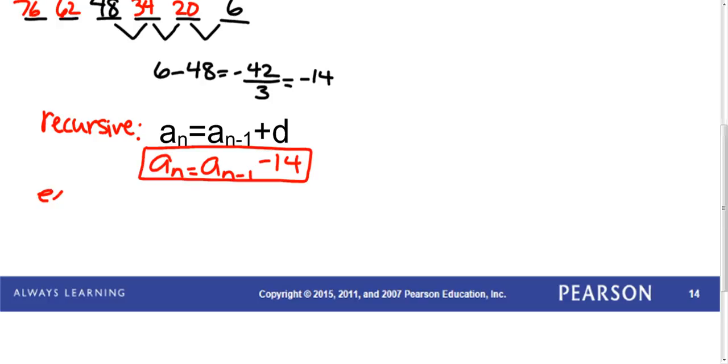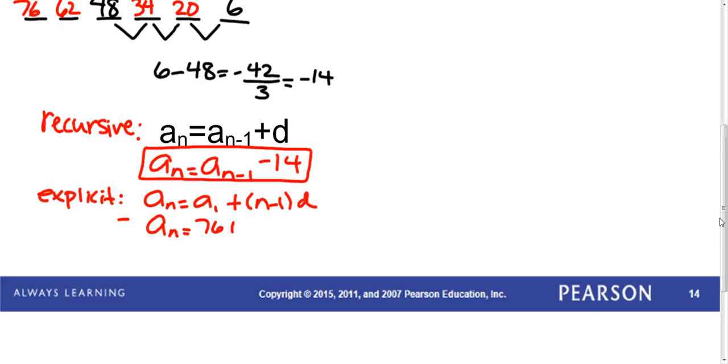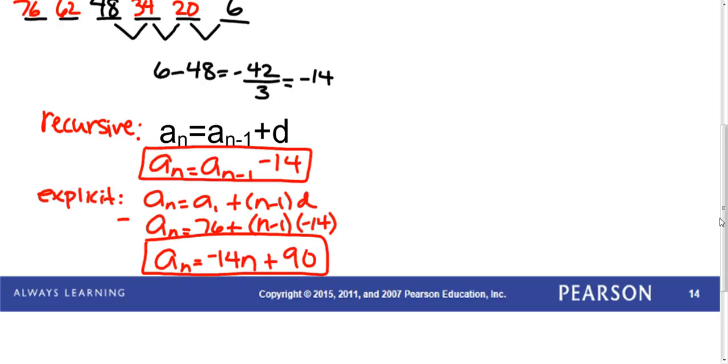Okay, my explicit formula then, remember, goes a_n equals a_1 plus n minus 1 times d. So in this case, my first term is 76. I'm not going to plug anything in for n. My common difference is negative 14. Then I want you to distribute that negative 14 through and simplify all that, which I know you can handle, and I will tell you you get negative 14n plus 90. This is an explicit formula.